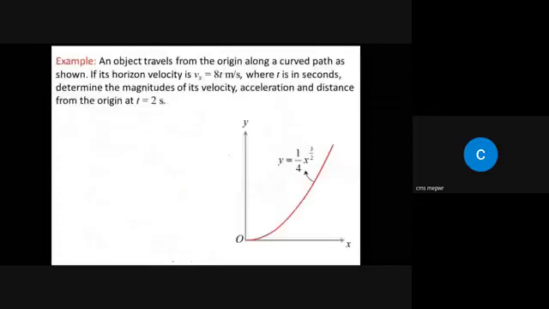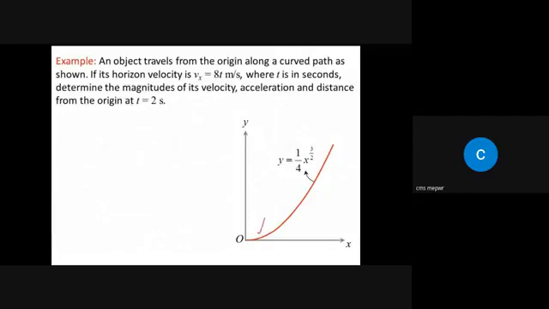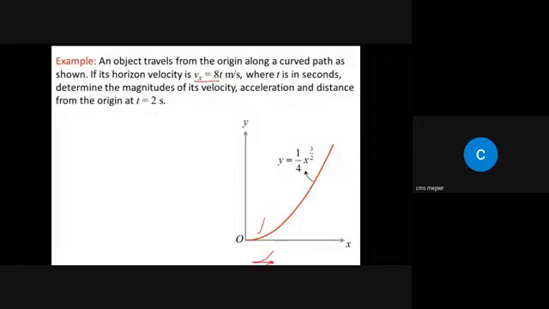Okay, so let's take an example on curvilinear motion. An object travels from the origin along a curved path as shown. So this is the curved path the object is following. If its horizontal velocity vx is given, it means it has velocity in both directions. This is x, and we also have its y component. Means the velocity is like this, right?